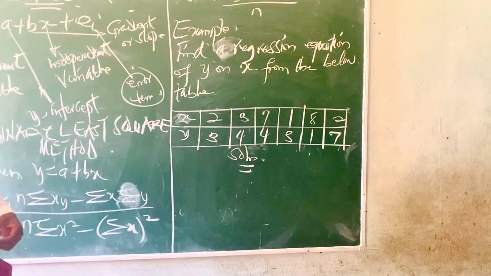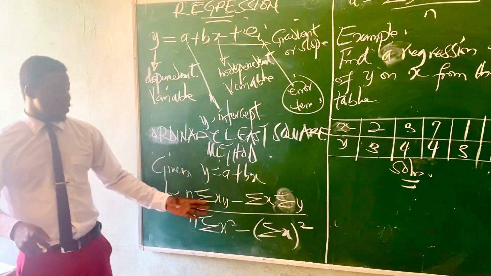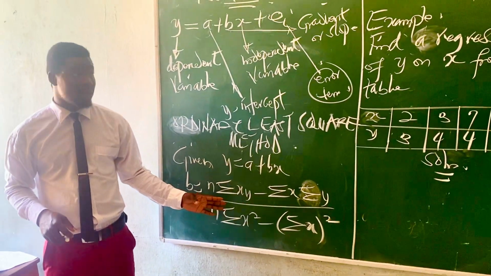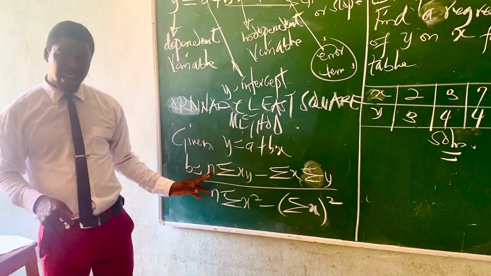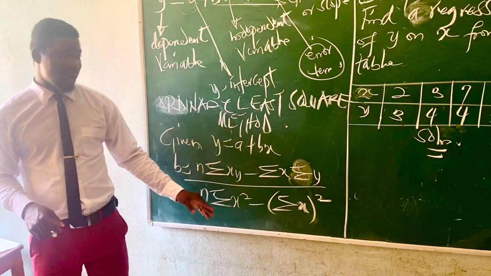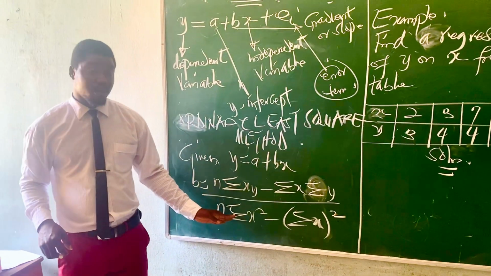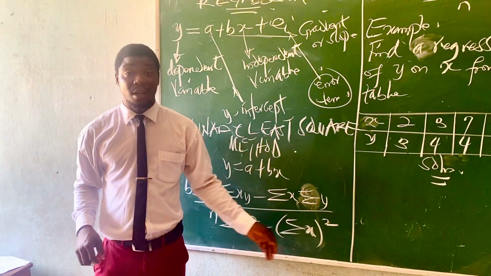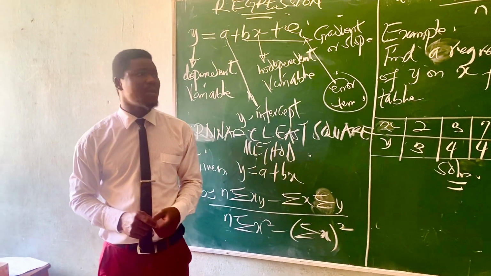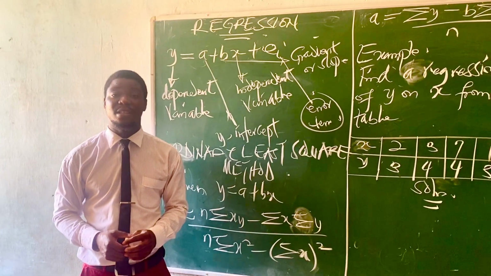The first thing you do is to see what you can do to obtain those parameters in the formula. What are the parameters? The value of n, the value of summation xy, the value of summation x, the value of summation y, the value of summation x squared, and the value of summation x. And to do that, the best way is to create a table.